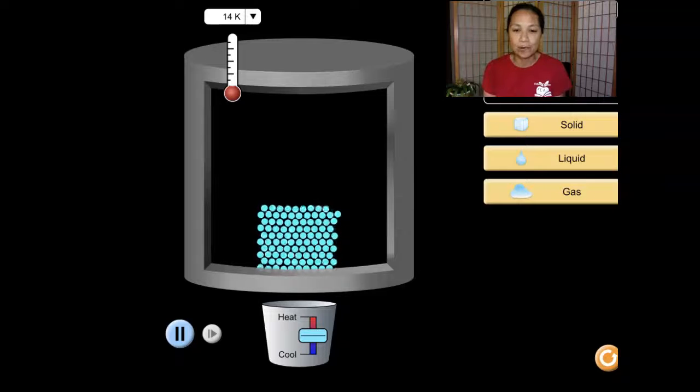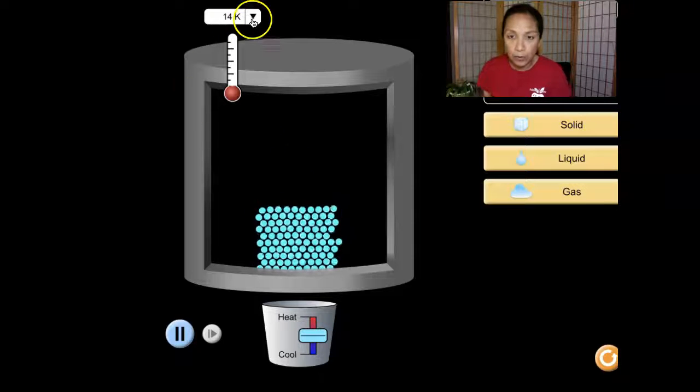Our lesson for today is on thermal energy, heat, and the direction of heat flow. We did this simulation on the states of matter. If you click on states, you will see this. The default of the simulation is showing neon molecules.